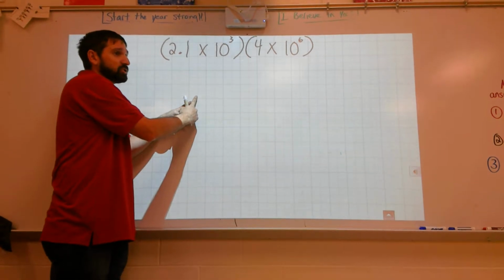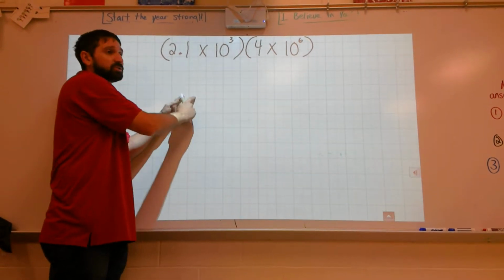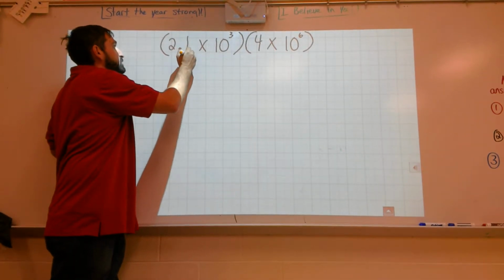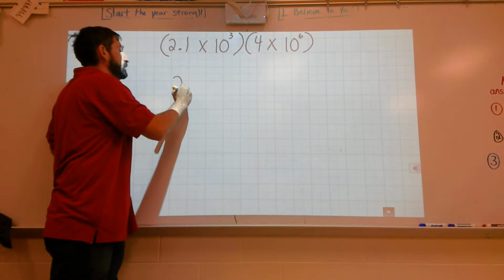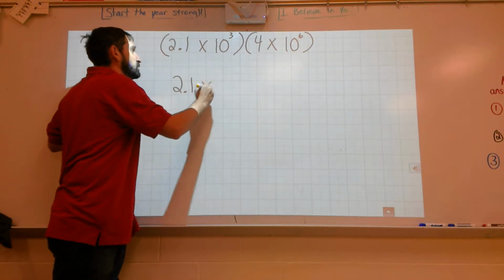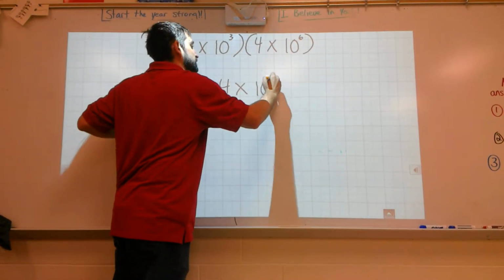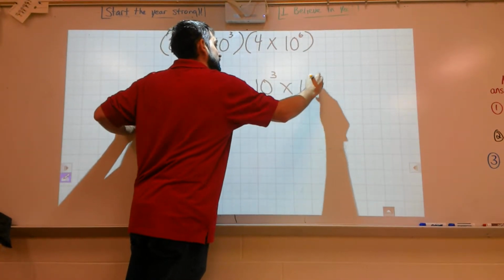And I wouldn't say integers. You wouldn't put the integer because that's not an integer. 2.1 is not an integer, all right? So we're going to just put the numbers next to each other. So the numbers in front, you're going to put them next to each other and put a multiplication symbol in between there. And then the powers you're going to put next to each other. You got 10 to the third times 10 to the sixth.